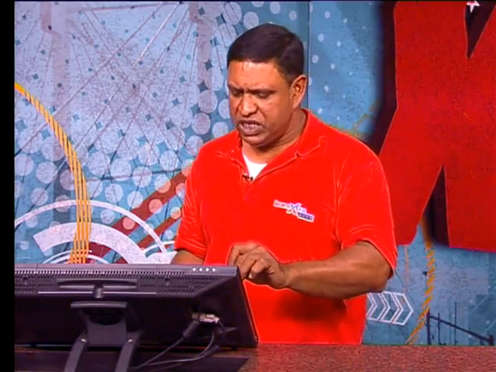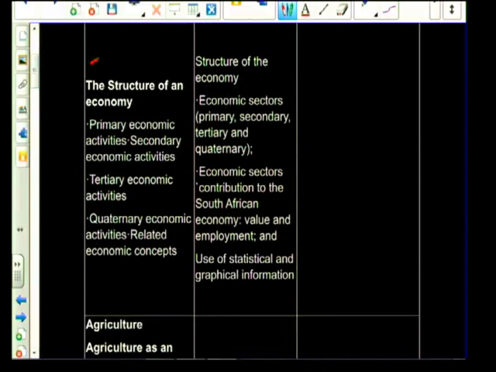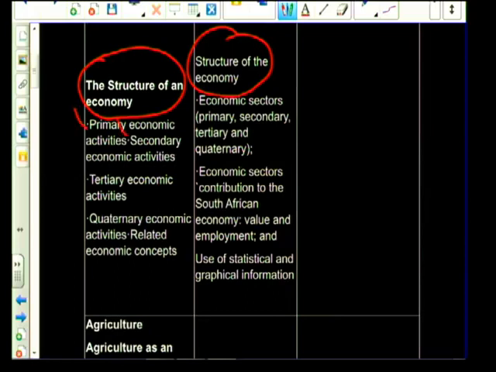When we look at this section, a lot of overlaps again. Let's take the first one. It's a structure of the economy, similar. Structure of the economy. All right. And there you look at your different sectors or economic activities, your primary, secondary, tertiary, quaternary, all is found in this. You understand?